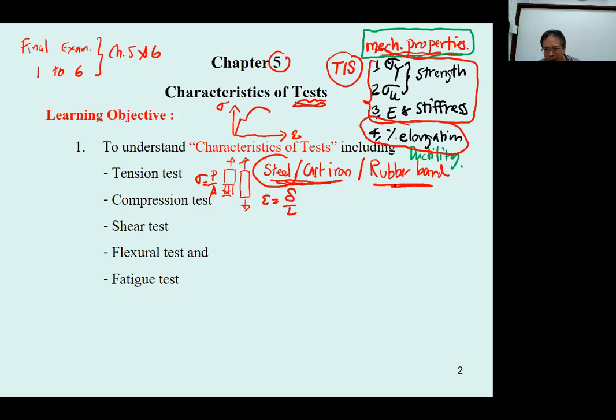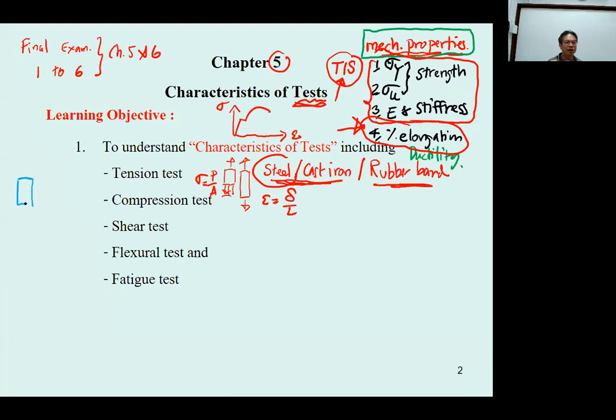I make a problem for you. Following this list, which one cannot be determined from the stress-strain diagram? Okay, you got to answer me. You cannot determine the percent elongation from this stress-strain diagram. Okay. What are the mechanical properties for steel that the Thai Industrial Standard specifies? So you got to know about this. This is going to be an example for your examination.